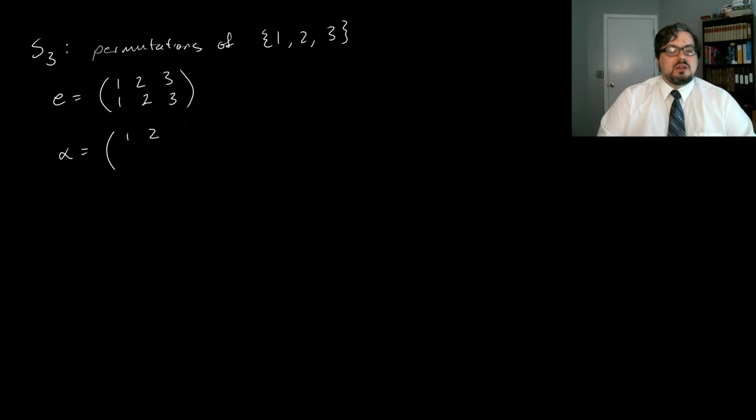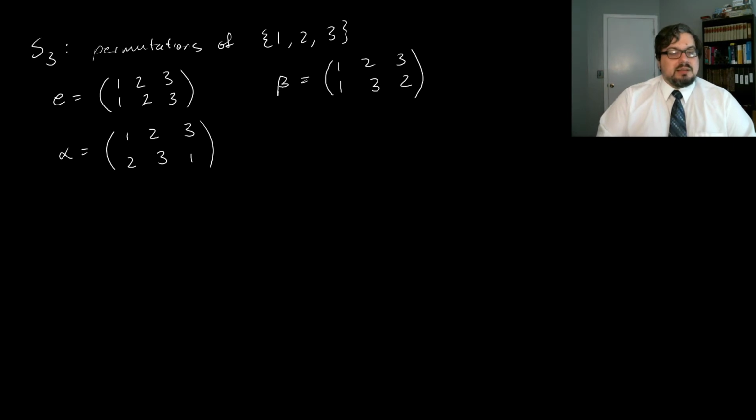Let me go ahead and call alpha the permutation which takes 1 to 2, 2 to 3, and 3 to 1. And let me take beta to be the permutation that takes 1 to 1, 2 to 3, and 3 to 2. Excuse me.